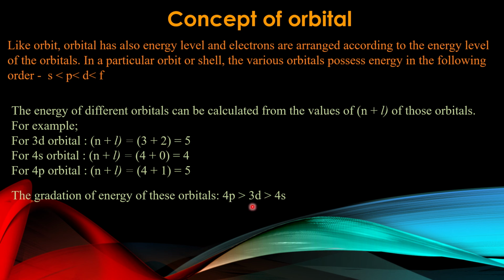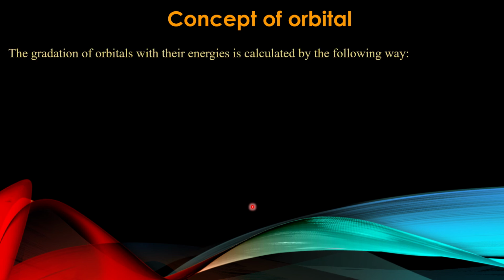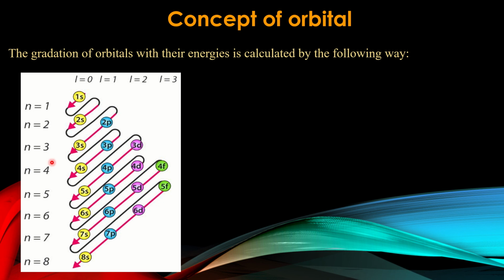So the gradation of energy of these three orbitals will be: 4p has the highest energy, then 3d, and then 4s. And there is also another way to calculate the gradation of energy of different orbitals, and in this way you can calculate the energy of every orbital. That is, you have to arrange the orbitals in this way.